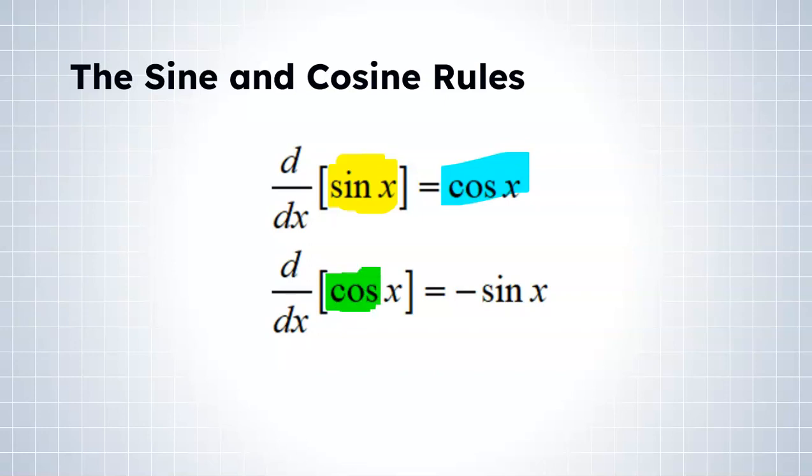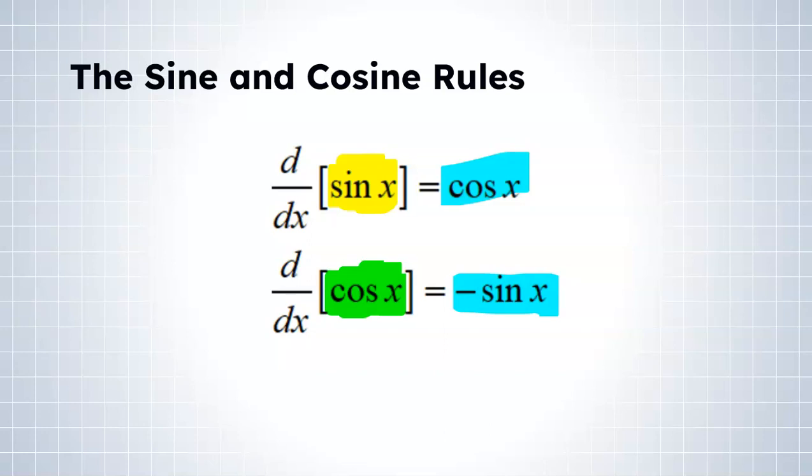The derivative of the function cosine of x is negative sine of x. So most kids remember, oh, they're opposites. The derivative of sine is cosine. The derivative of cosine is sine. But you got to be careful with cosine because the derivative of cosine is not sine. It's negative sine.